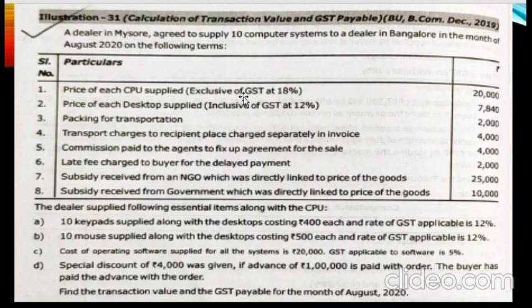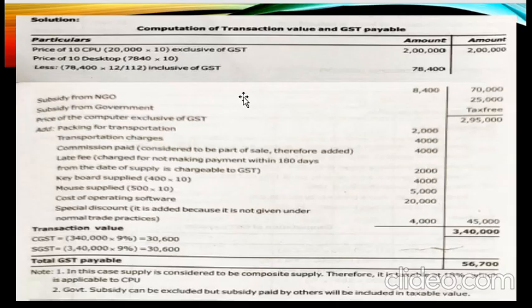Special discount of rupees 4,000 was given if an advance of rupees 1 lakh is paid with the order. The buyer has paid the advance with the order. Find the transaction value and GST payable for the month of August 2020. So now let us get into the calculation. Computation of transaction value and GST payable.